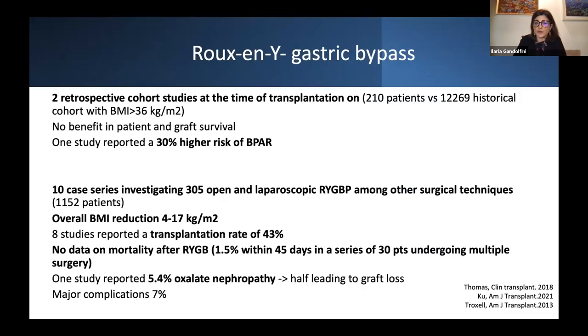And what do we know from the data we collected for these guidelines? We found two retrospective cohort studies at the time of transplantation, 210 patients. And they found no benefit in patient and graft survival. Actually, they reported a 30% higher risk of biopsy-proven acute rejection.